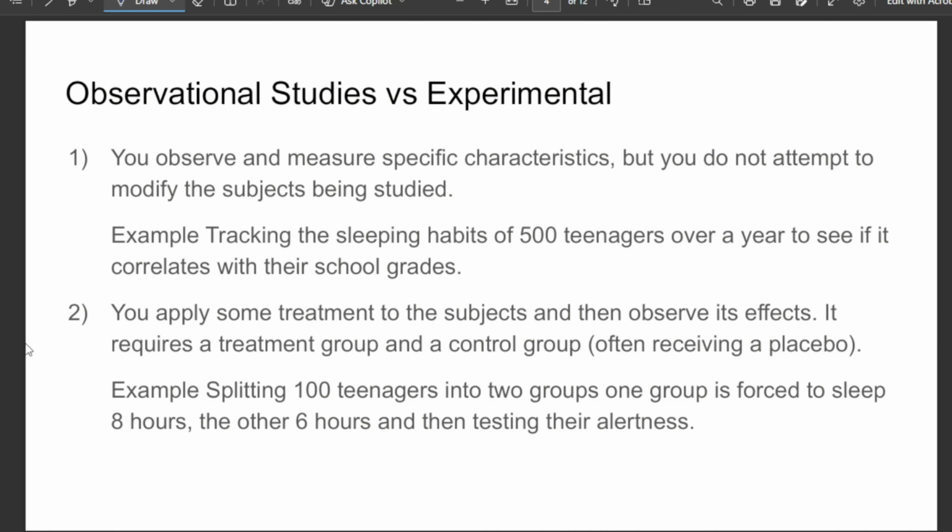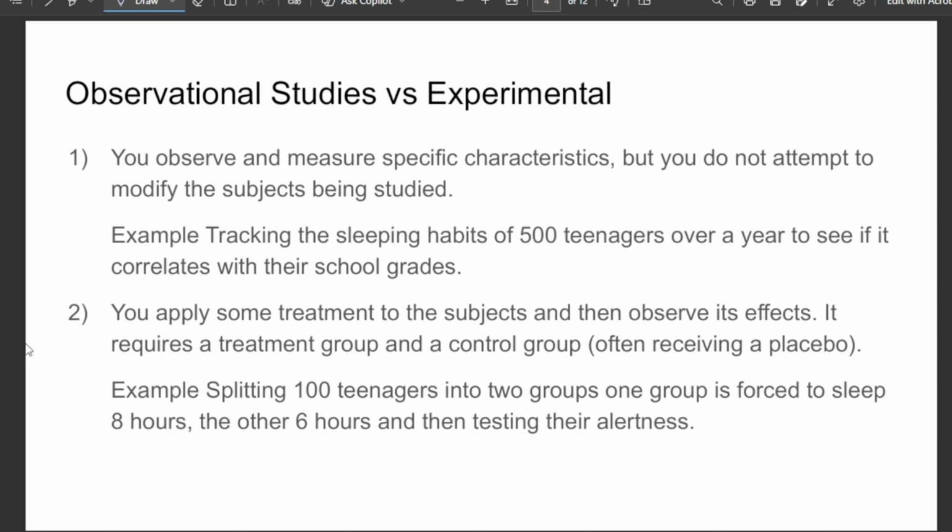Next up is observational studies versus experimental. In observational studies, you observe and measure a specific characteristic, but you do not attempt to modify the subject being studied. You just observe without tampering with it. An example is tracking the sleeping habits of 500 teenagers over a year to see if it correlates with their school grades.